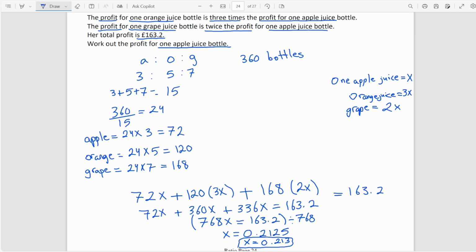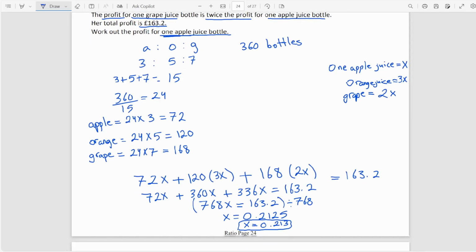Okay, so this right here is the profit for the apple. Okay, so for the 1 apple juice bottle. So that's it for this question. You found it. If you were asked about the orange or the grape, you would just multiply this x by 3 or by 2, depending on which juice's profit you want. Now let's move on to the next exercise.